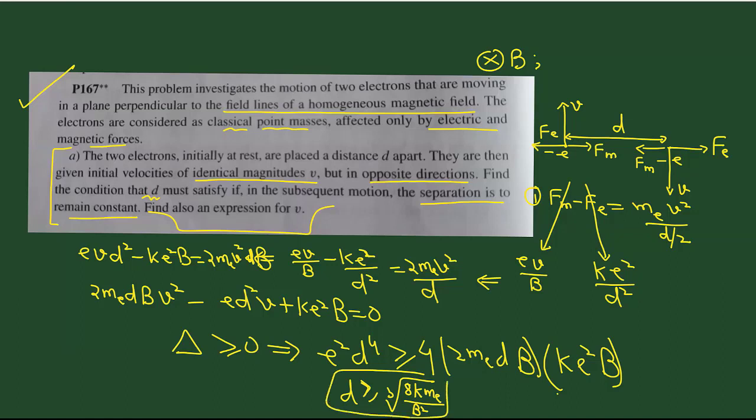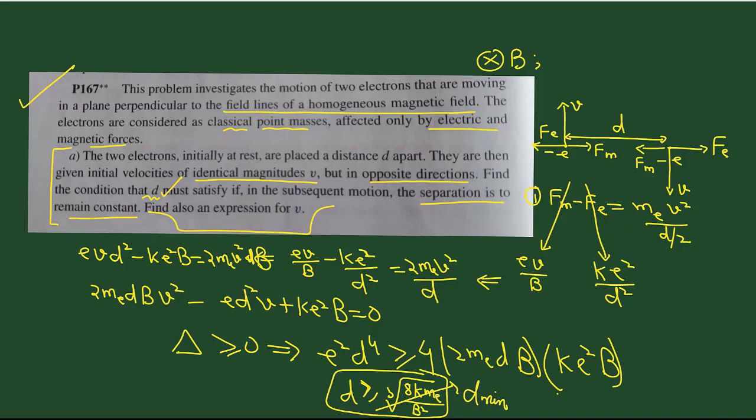Now, the point is, okay, he asked, what is the value of D min? So the condition on D is this. This is the minimum D at which they can be kept. And remember, it is possible that if you have anything less than this D, then you can't even find any velocity with which you can sustain this situation. You can't. It is not possible for the particles to stay at a constant distance.